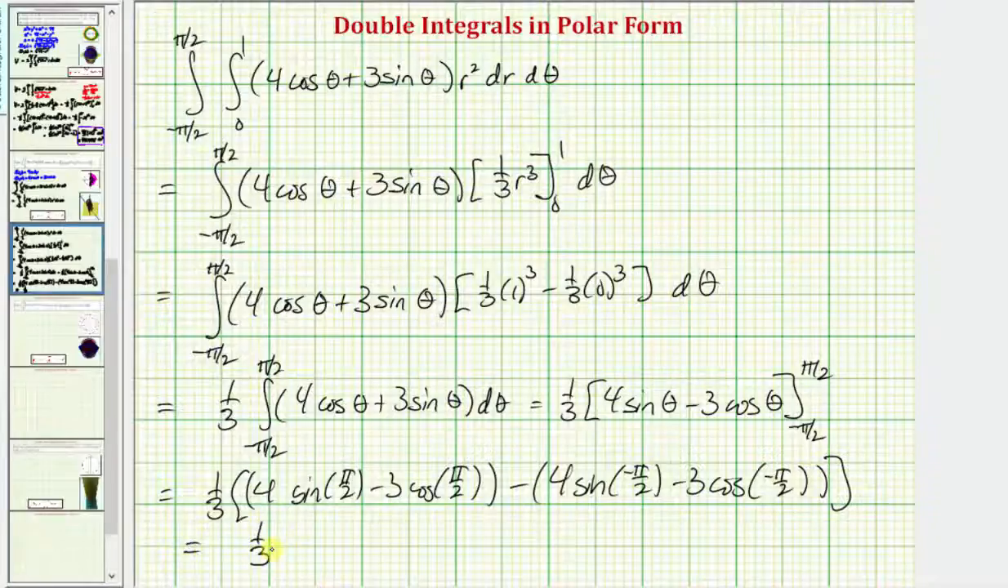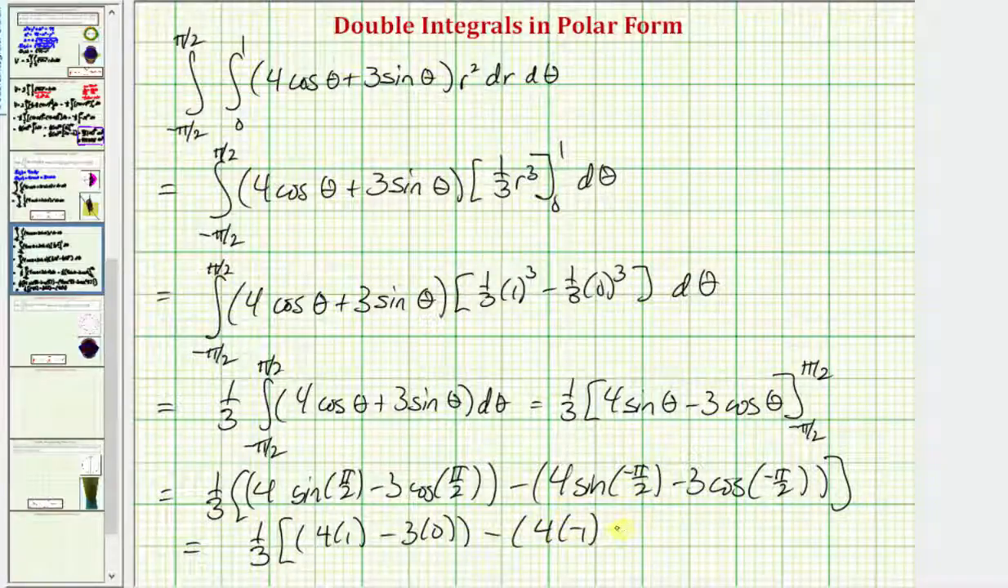So we end up with 1/3 times, sine pi over 2 is equal to 1, so we have 4 times 1, minus cosine pi over 2 is equal to 0, so we have 3 times 0, minus 4 sine negative pi over 2, which is equal to -1, so we have 4 times -1, minus 3 times cosine negative pi over 2, again, is equal to 0. So inside the brackets we have 4 minus -4, which is 8. 1/3 times 8 is equal to 8/3. And this is the value of our double integral.